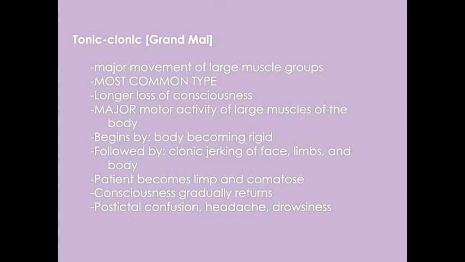In a tonic-clonic or grand mal seizure, there's major movement of large muscle groups. It's the most common type, and there's a longer loss of consciousness. Major body motor activity of large muscles of the body occurs, and it begins by the body becoming rigid, followed by a clonic jerking of the face, limbs, and body. The patient becomes limp and comatose and gradually returns to consciousness, with postictal confusion, headache, and drowsiness.